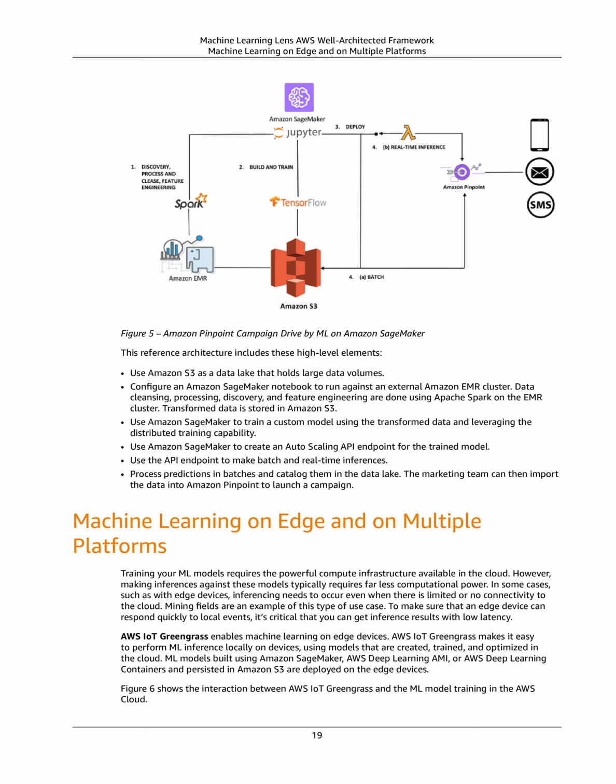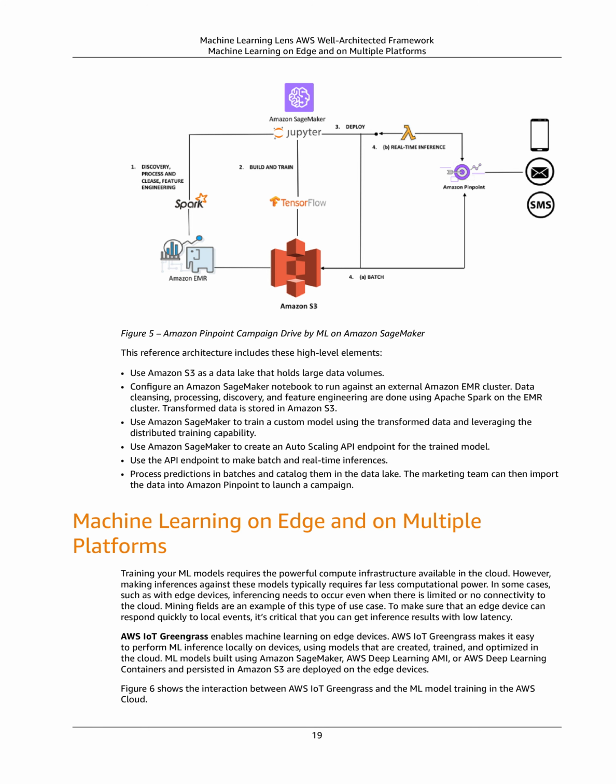Machine learning on edge and on multiple platforms. Training your ML models requires the powerful compute infrastructure available in the cloud. However, making inferences against these models typically requires far less computational power. In some cases, such as with edge devices, inferencing needs to occur even when there is limited or no connectivity to the cloud. Mining fields are an example of this type of use case. To make sure that an edge device can respond quickly to local events, it's critical that you can get inference results with low latency. AWS IoT Greengrass enables machine learning on edge devices.